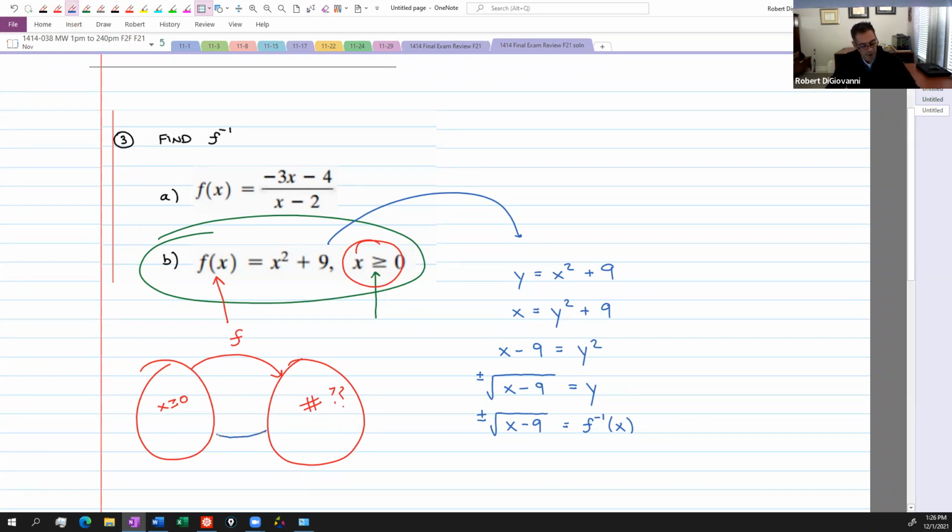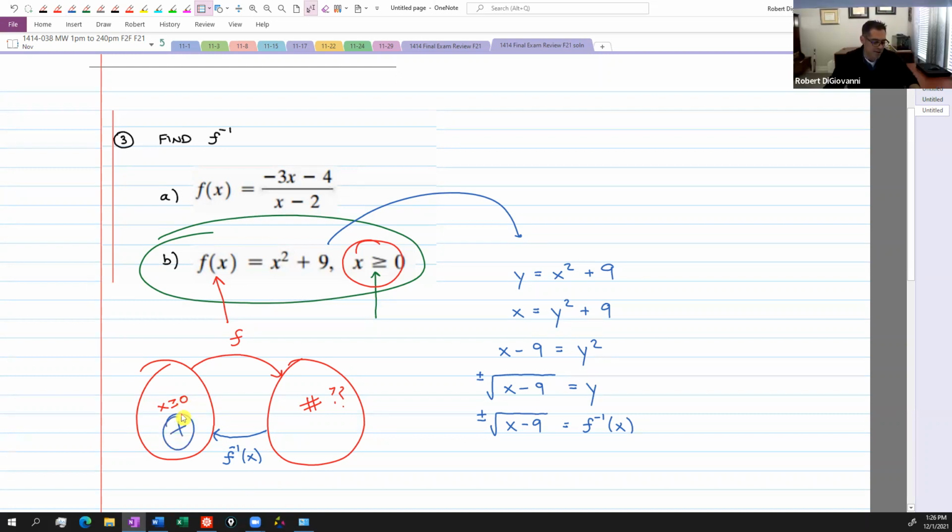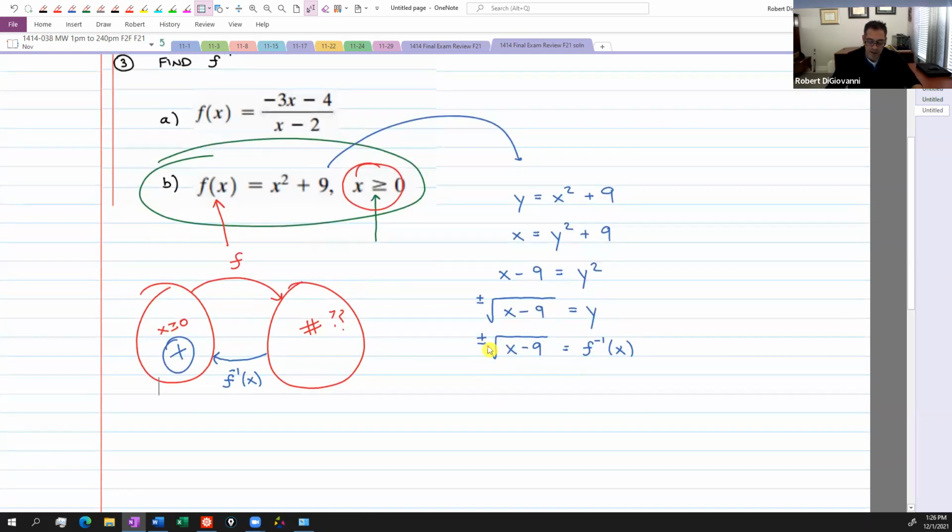Now the inverse function goes back and sends this back, right? So what can you tell me about what comes out of this inverse function? They have to be positive, right? They have to be positive numbers. Well, they could be 0, but they can't be negative. So that tells you right away that we want to throw away the negative one. We only want the positive one. So the inverse function needs to be the positive square root of x minus 9. That's it.